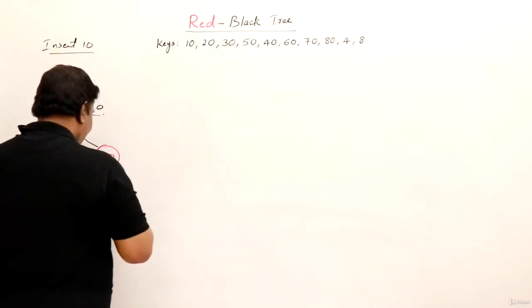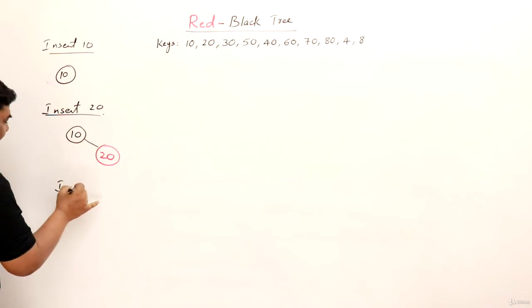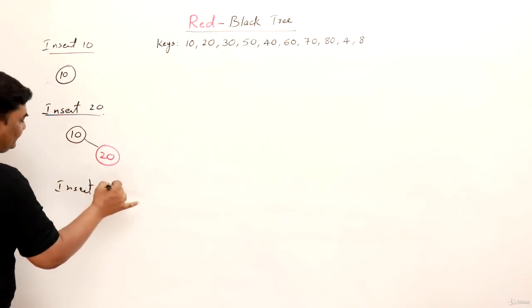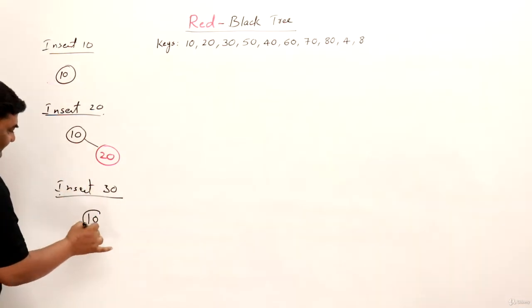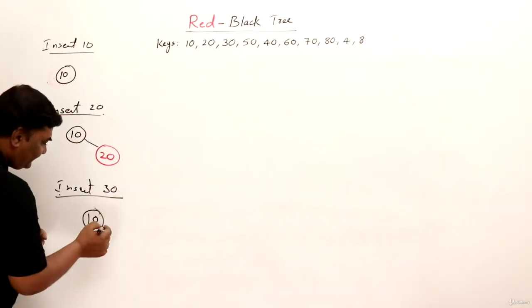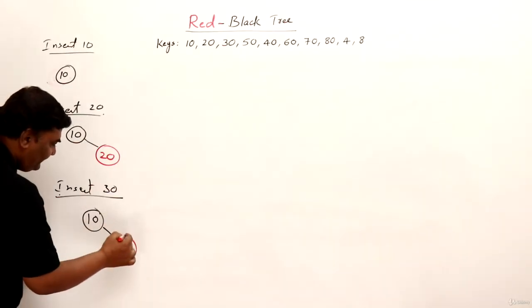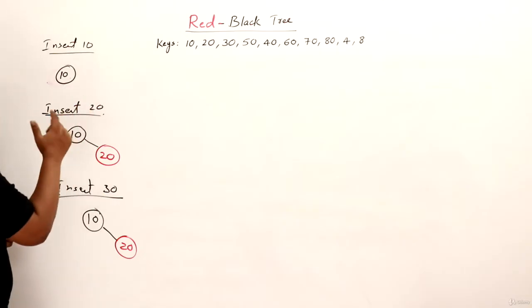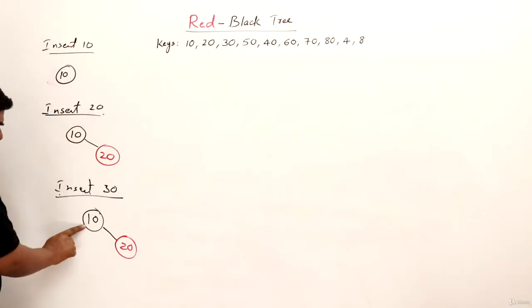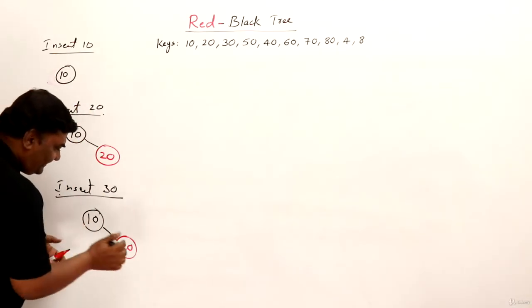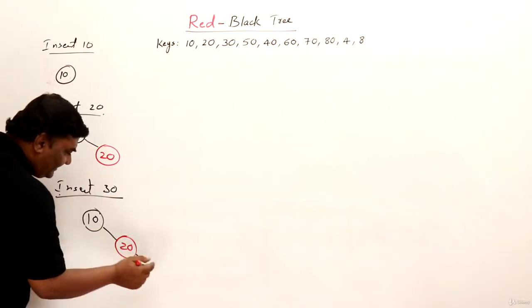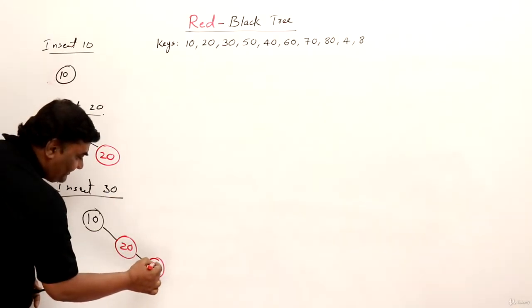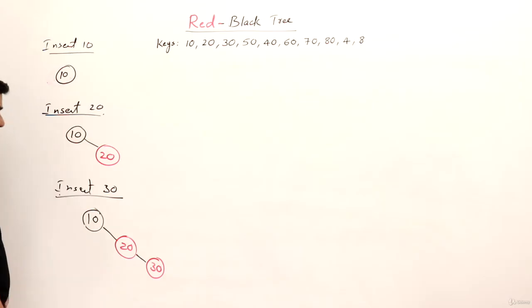30. So where should 30 come? Here I will say insert 30. Inserting 30. Right now this is 10 and its child is 20. This is 20, which is red now. And 30, where should it come? 30 is greater than 10 and greater than 20. So 30 should come as a right child of 20 and it's a new node. So remember, always a new node should be a red node.